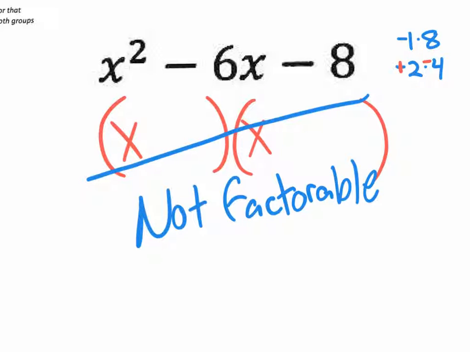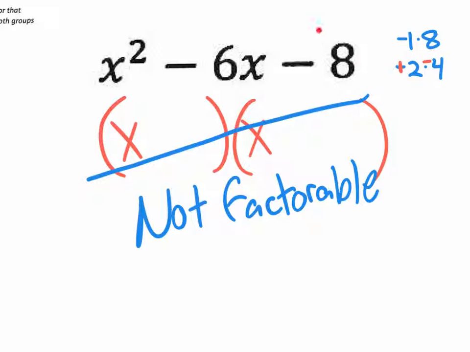Not factorable. It is true. Sometimes they ask you to factor something and you just can't do it. Just like if I ask you to simplify x plus 7, you can't do it. You just say x plus 7. Why can't you do negative 2, negative 4? Because negative 2 times negative 4 is positive 8, not negative 8, right?